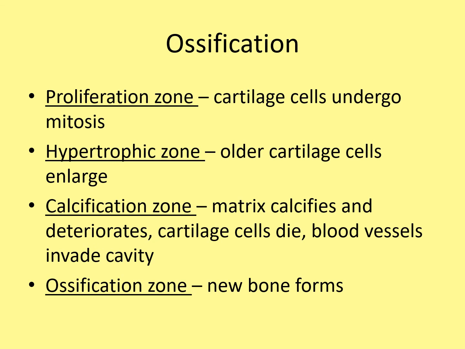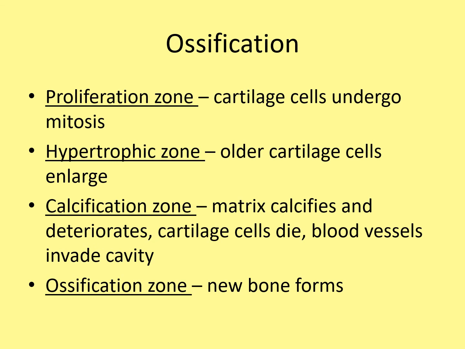Ossification, which is the process of making the new bone, does occur in different zones on the long bone. First, the cartilage in the proliferation zone is going to undergo mitosis. And then you have the hypertrophic zone, which is where those older cartilage cells start to enlarge. Then you will have the calcification zone. This is where the matrix calcifies.